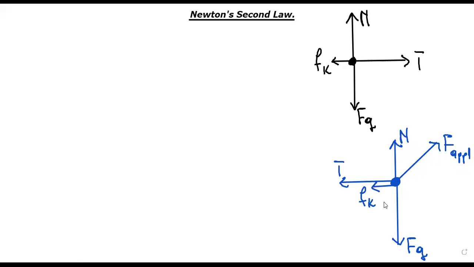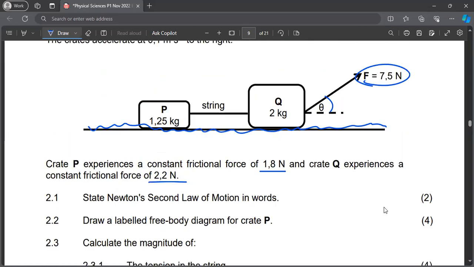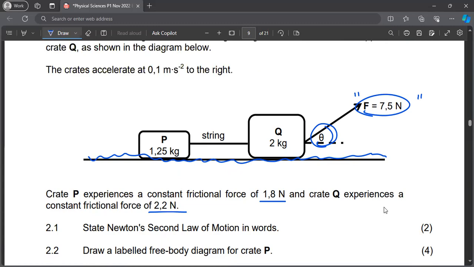Well, they say calculate the magnitude of the tension in the string. So the question is, how do we do that? Well, the first thing we realize here, we can't use block Q to find the tension. Why is that? It's because we have an unknown angle theta. So because the angle is unknown, we can't resolve the applied force into its horizontal component. Do you see that? We can't. So we have to use block P alone.